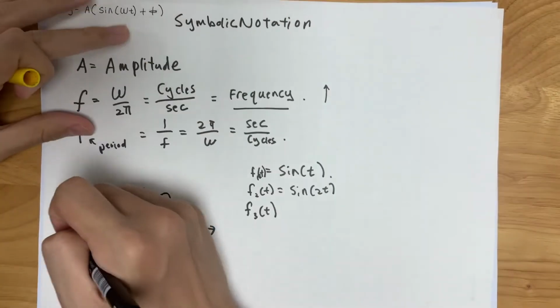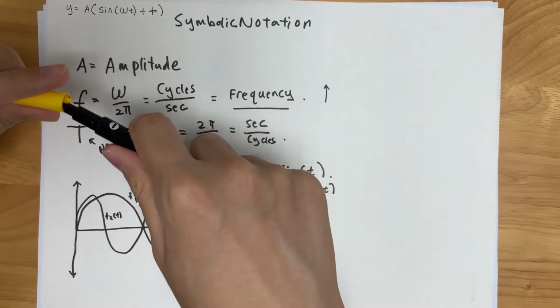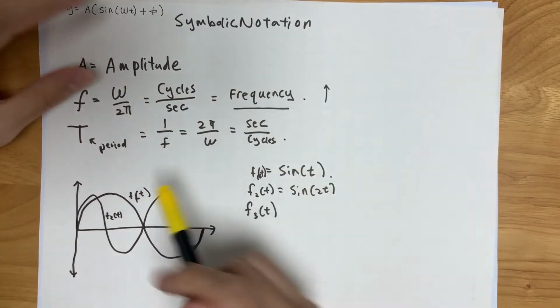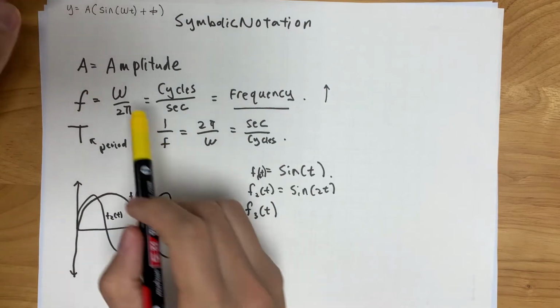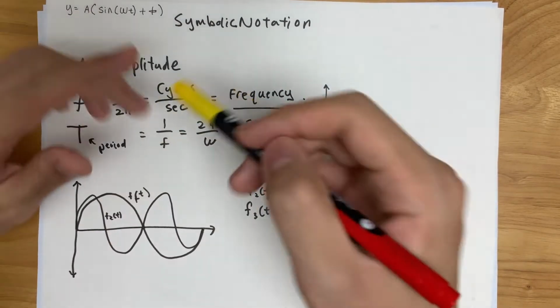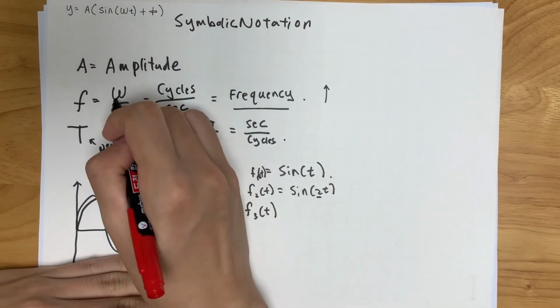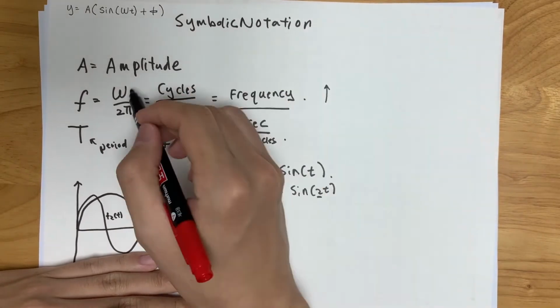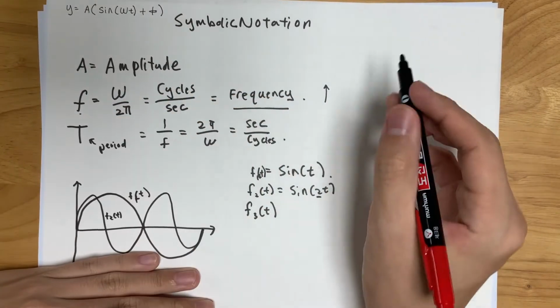I should use a different pen. I hope I don't confuse you. But for sine of 2t, as this omega value increased, the frequency increased.